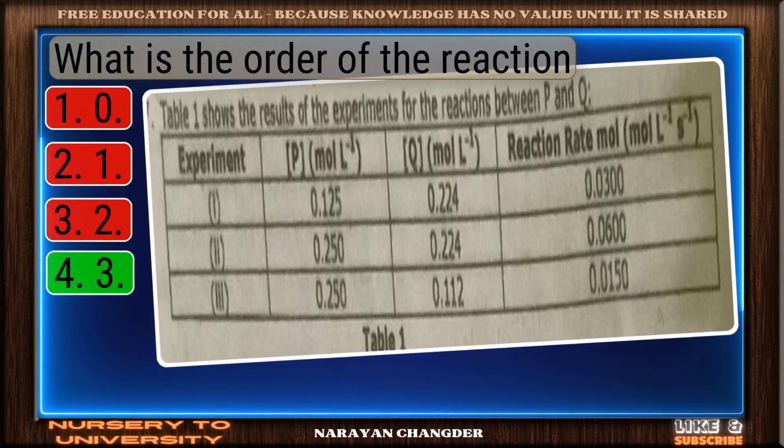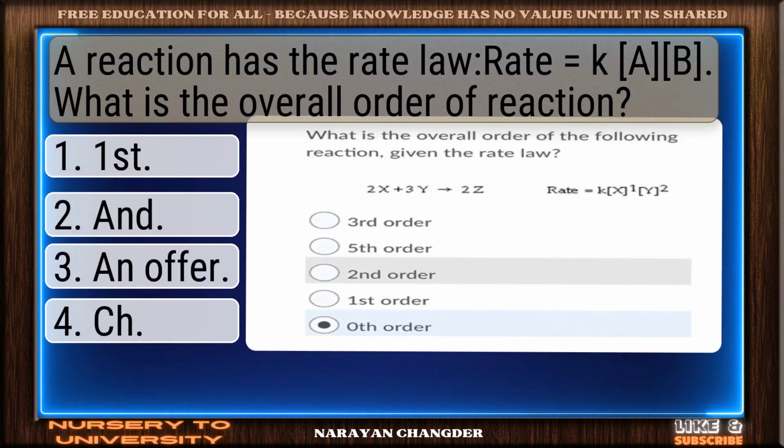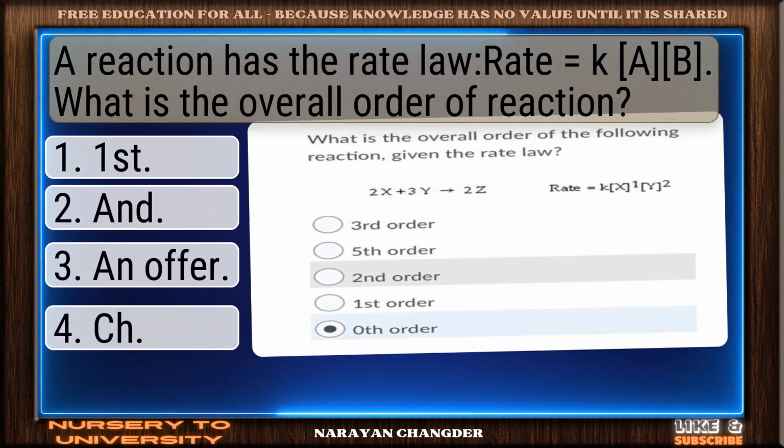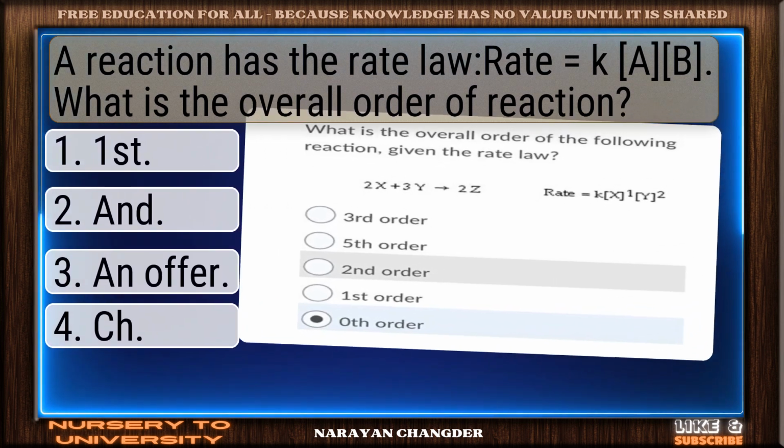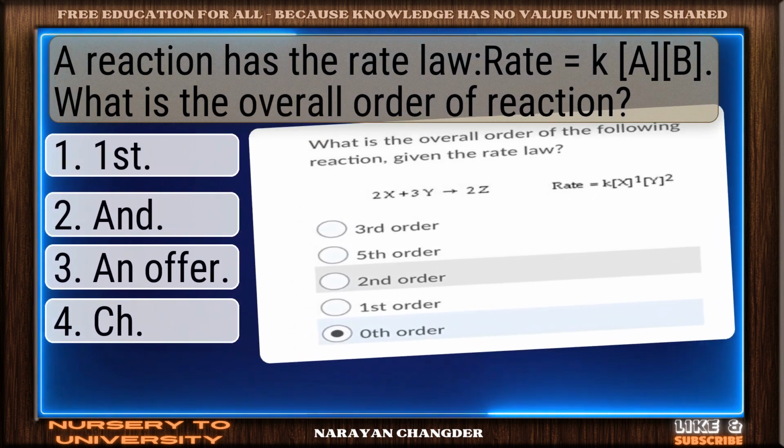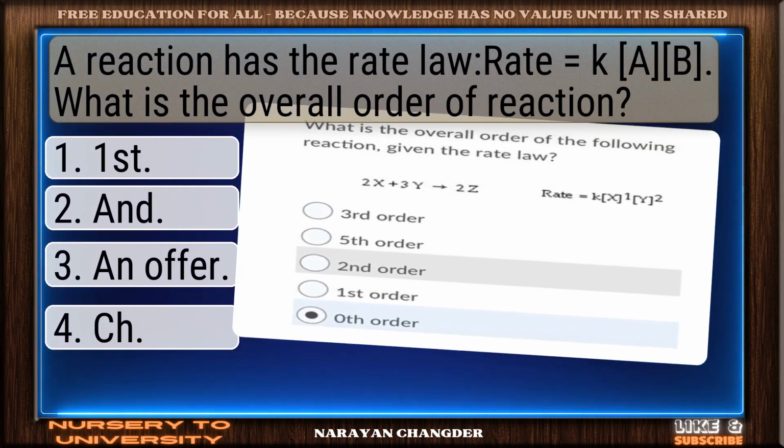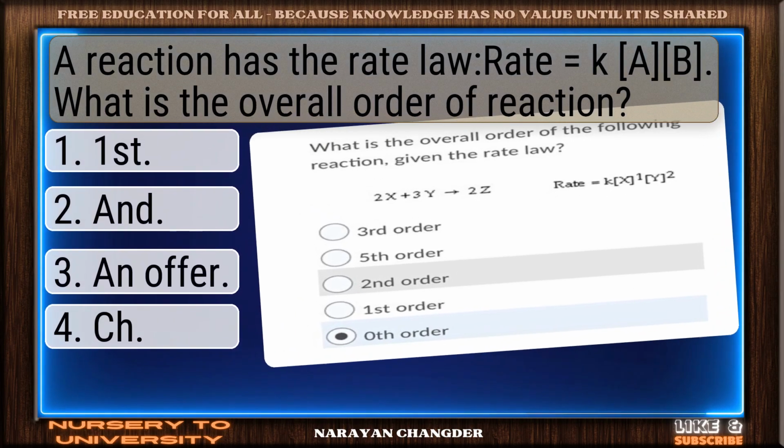Good job. A reaction has the rate law rate equals k[A][B]. What is the overall order of reaction? Option 1, first. Option 2, second. Option 3, third. Option 4, zero.